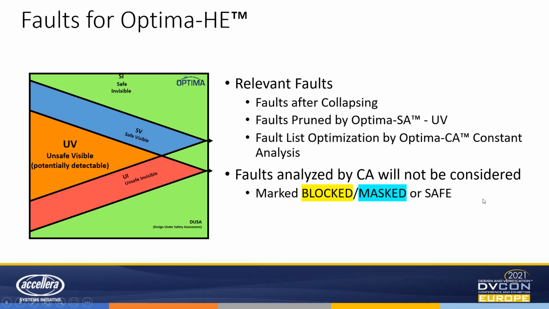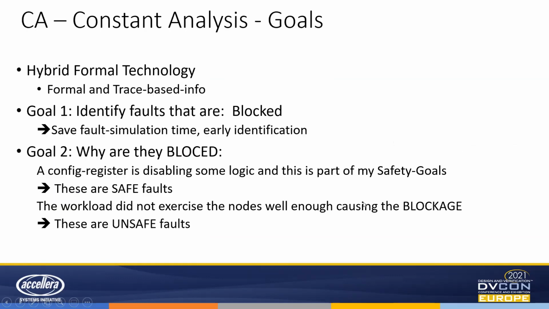And then faults analyzed by CA will be marked as blocked or masked. So what happens here is, it's a hybrid formal technology, based on the trace info. The goal one is to identify the faults that are blocked, to save fault simulation time and for early identification. And goal two is to identify why they are blocked. Excuse me for the typo here.